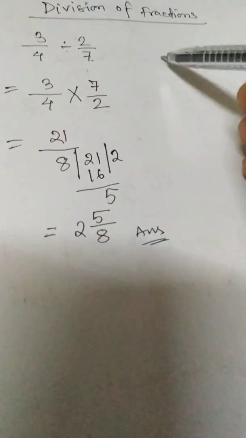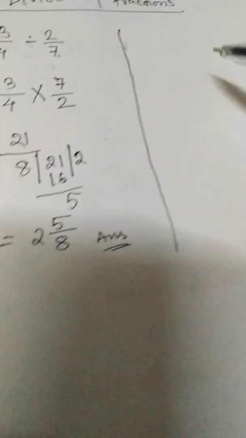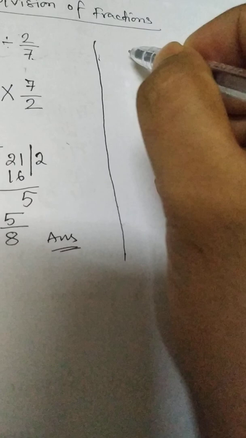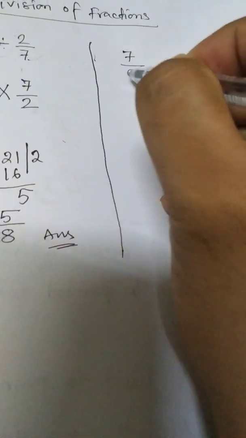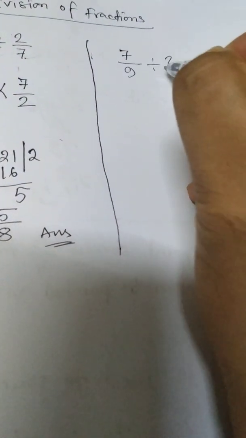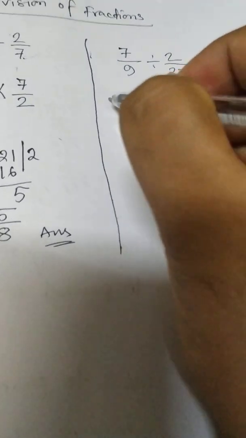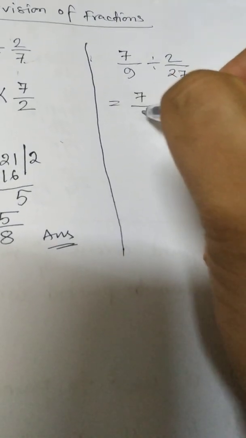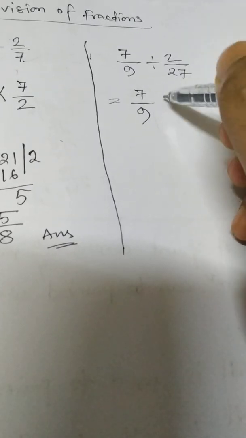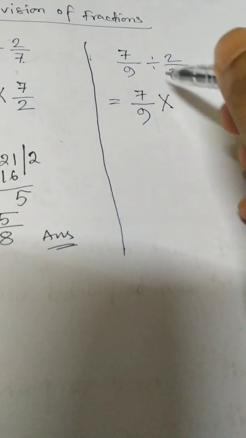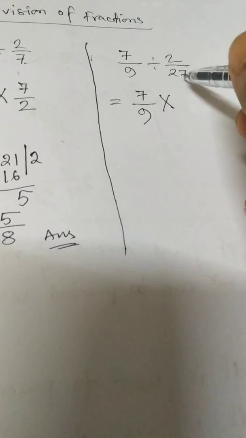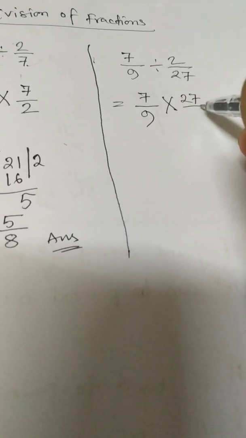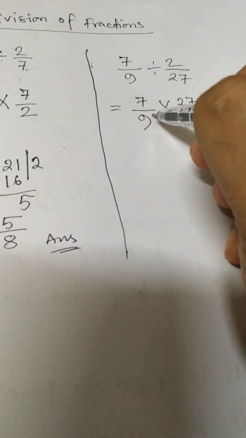It's very easy. So let's try and solve more divisions of fractions. Let's say 7 by 9 divided by 2 by 27. How to do? We keep this as it is, so 7 by 9 stays as it is. Divide sign converts into multiply sign. Once we convert, this goes up, this goes down. So 27 goes up, 2 comes down.